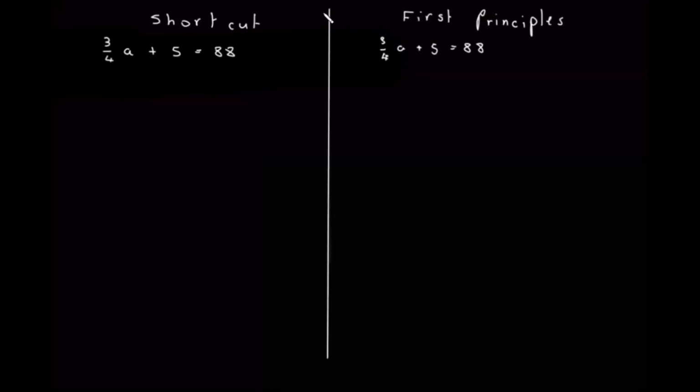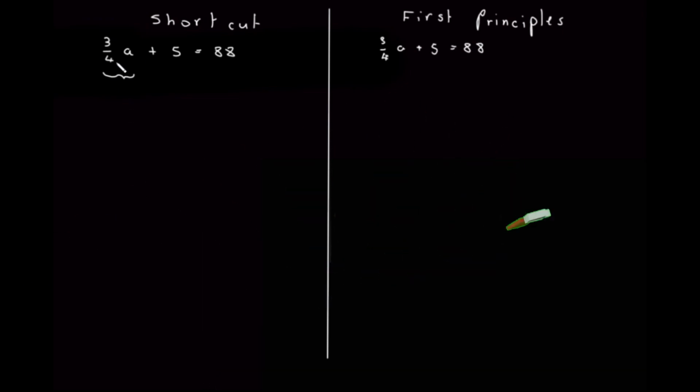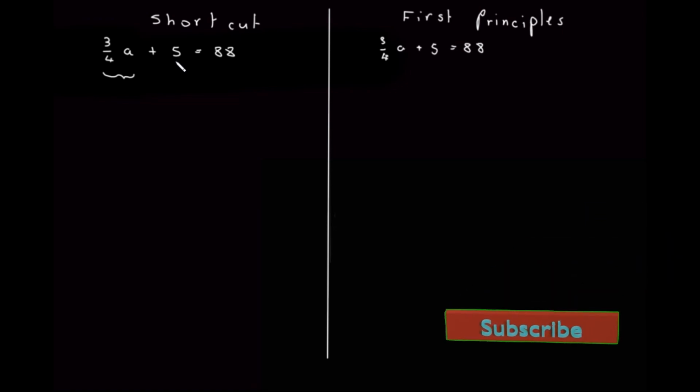As in the previous video, split the work area into two parts. As you can see, first principles to show why the shortcut method works. Now this one here is counted as a complete group, so we have to be very careful when dealing with that. We want to get the group on its own, so we need to get rid of the 5.